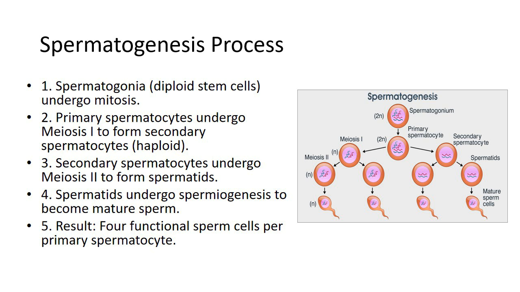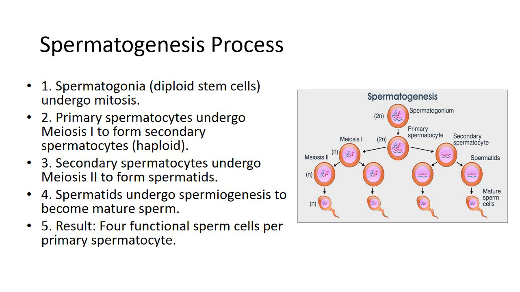Meiosis 2, equational division. Each secondary spermatocyte undergoes meiosis 2, which is similar to mitosis but involves the separation of sister chromatids rather than homologous chromosomes. This results in 4 spermatids, each with 23 chromosomes, haploid.